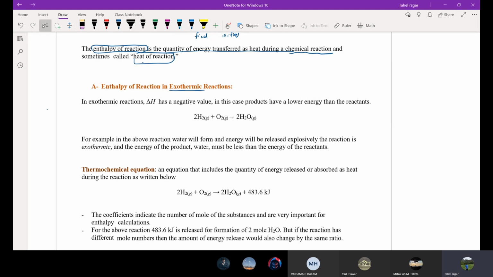In exothermic, the delta H has negative value. Negative means release energy. So in this case, products have, this is important, products have a lower energy than the reactant. So for a simpler way to remember it, in exothermic, E of products is smaller than E of reactants.